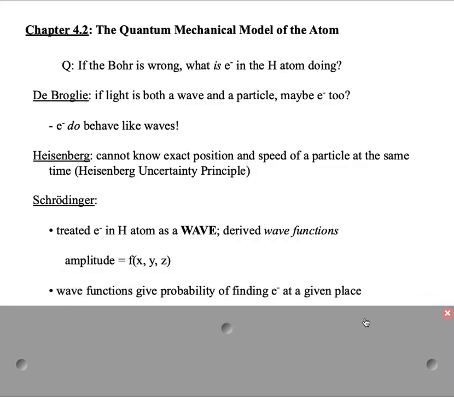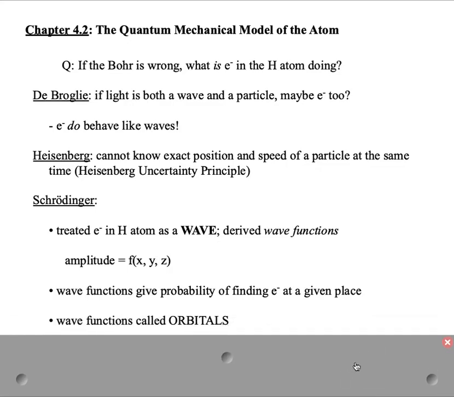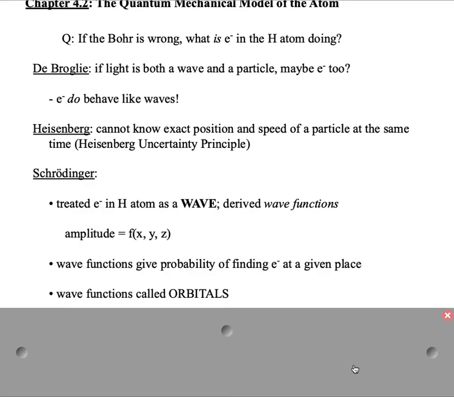The wave functions never tell us exactly where the electron is. It simply gives the probability of finding an electron at a given place, namely where the electron is most likely to be. These wave functions are given a name that's probably one of the worst choices of words in all of science. They are called orbitals.